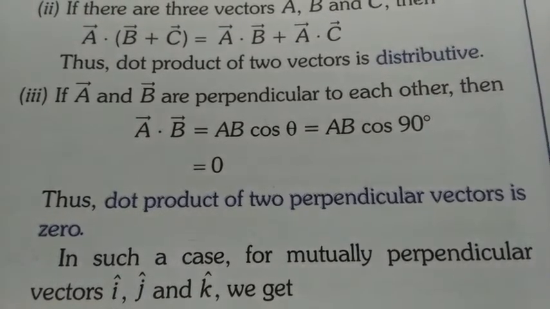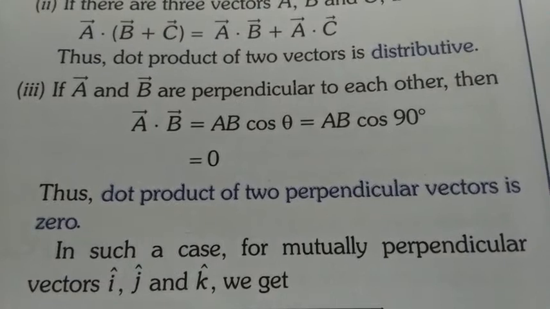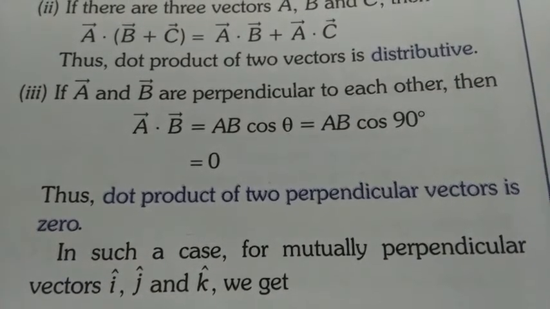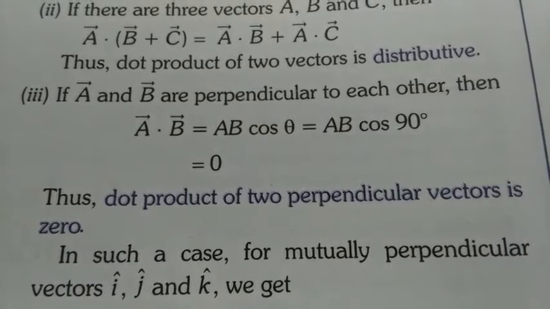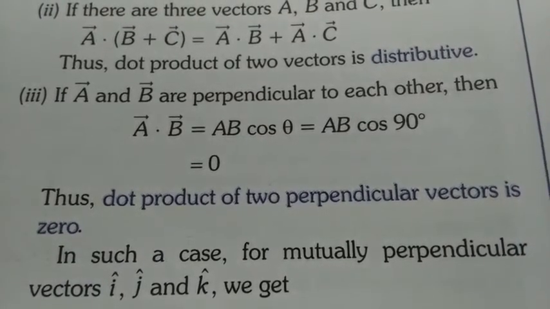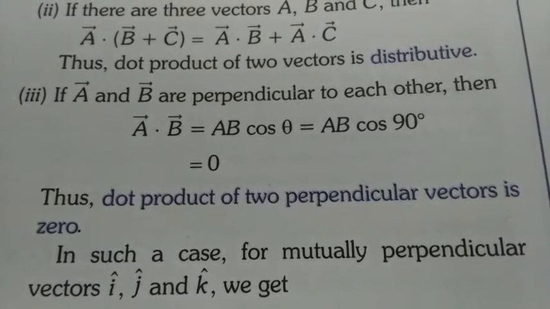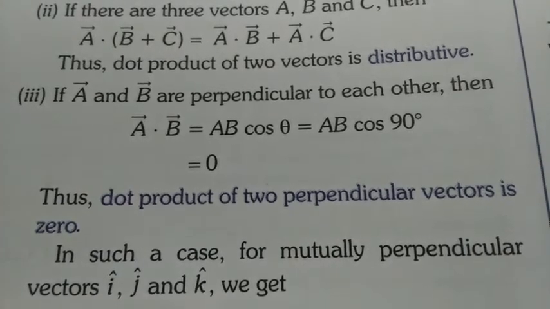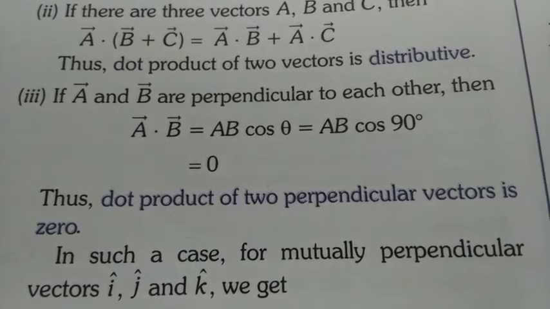It is very, very important, because if in any question it is asked to prove that these two vectors are perpendicular to each other, what you have to do is find out their dot product, and if the dot product is 0, it will be proved that they are perpendicular to each other. So this statement is very important: the dot product of two perpendicular vectors is 0.